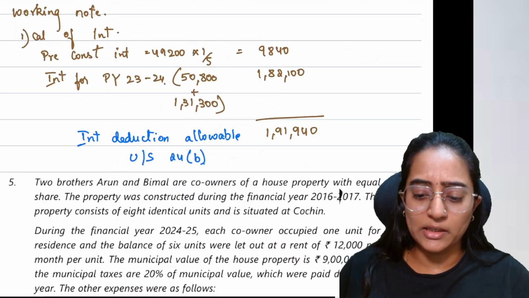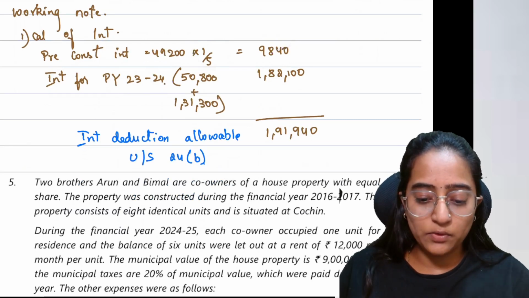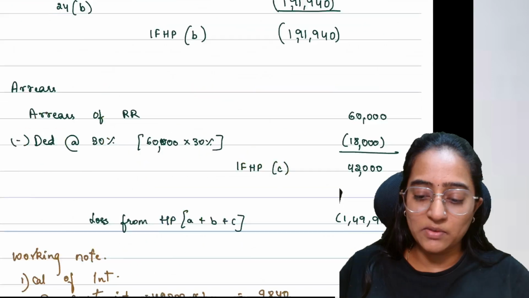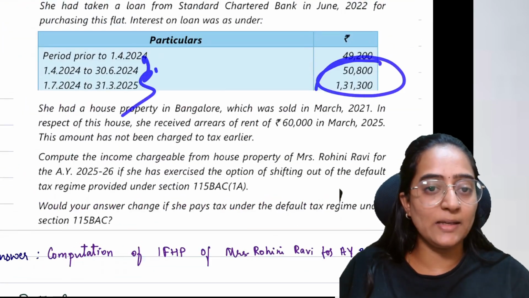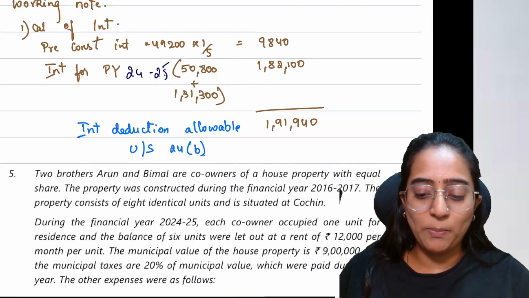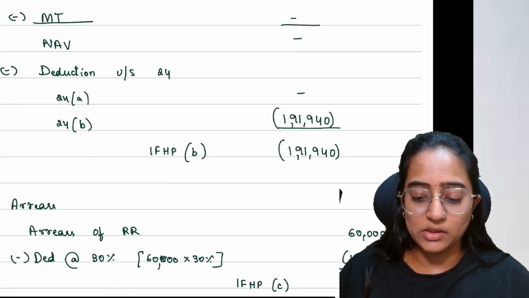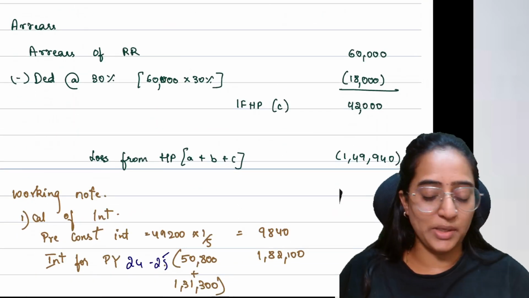1/5 is allowed as pre-construction interest. You take it. And interest for the PY, this is not 23-24. This is for 24-25. It's going to be how much? It's going to be 50,800 plus 1,31,300. How did I get this? It's there in the question here. I did not do anything. It's there in the question. You just need to bifurcate. You add it and you get the total interest allowed, and the total interest, whatever is considered, you'll take it for the Chennai property as the allowed property.